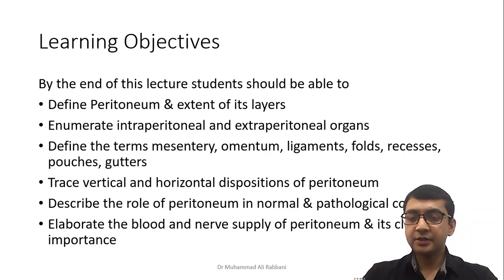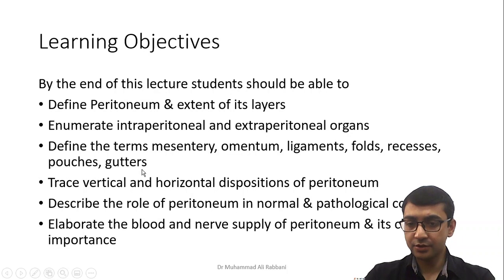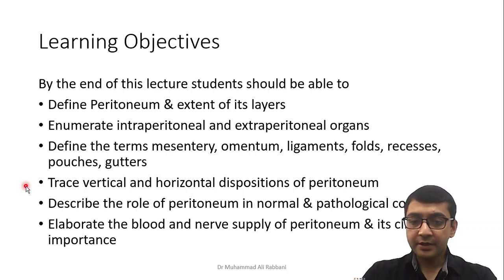Today we are going to discuss the gross anatomy of peritoneum. By the end of this lecture, you should be able to define the peritoneum, tell about its layer and its extent, enumerate the intra and extraperitoneal organs, define the terms mesentery, omentum, ligaments, folds, recesses, pouches, gutters, trace vertical and horizontal disposition of peritoneum, describe the role of peritoneum in normal and pathological conditions, and elaborate the blood and nerve supply of peritoneum and its clinical importance.